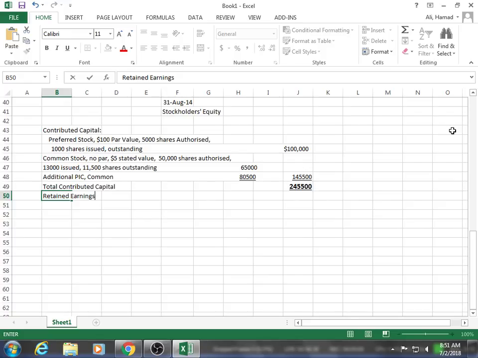11,500 minus 980 is 10,520. So retained earnings is 10,520. Now, if you add these two, let me bold this one. Add the 245,500 plus the retained earnings. What do you get? We get a subtotal, correct?